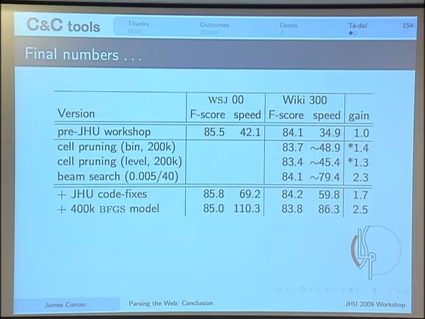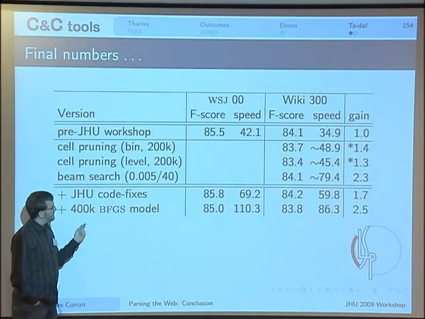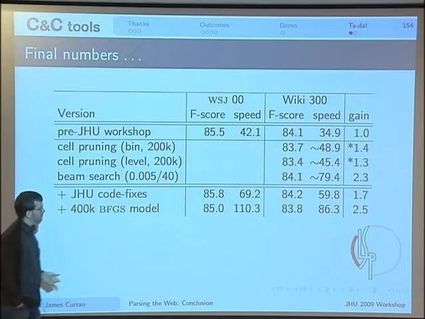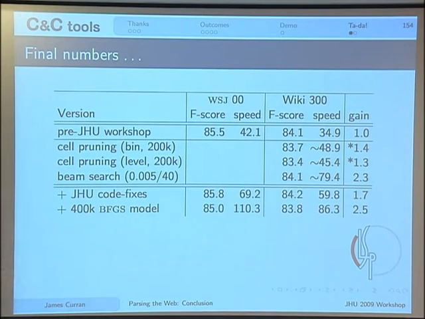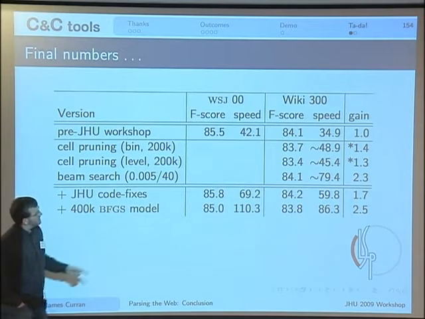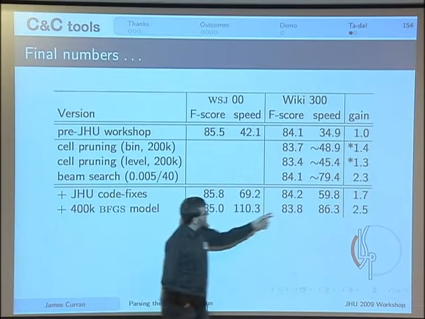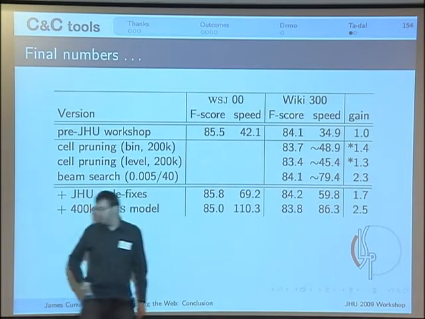Then if we add in the 400,000 sentences of the supertagger model using the Maxent BFGS implementation, this is the kind of large-scale stuff that Jonathan and Jesse were working on. You can see that the speed goes up quite a bit here, and goes up to a lesser extent for the Wiki 300.